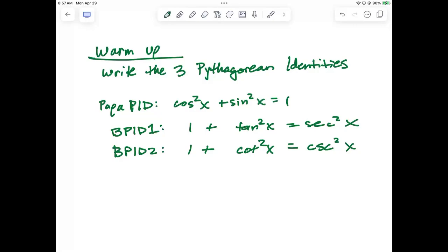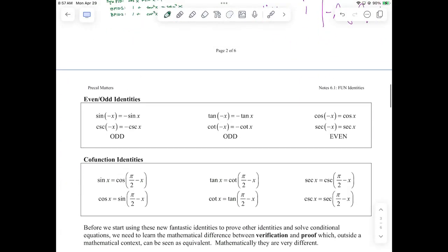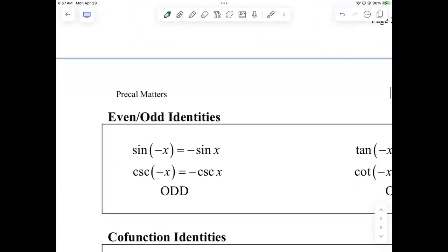So if you know Baby Pid number 1, remember you just add co to the two terms to get the other one. And they're not co-functions of each other. You can call them co-identities if you want, but they're not complementary identities. They're Baby Pids. And we saw why they're Baby Pids. Remember asexual reproduction from Papa Pid. Memorize those.